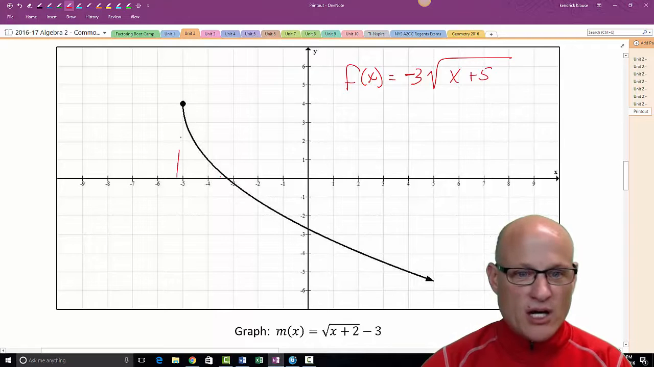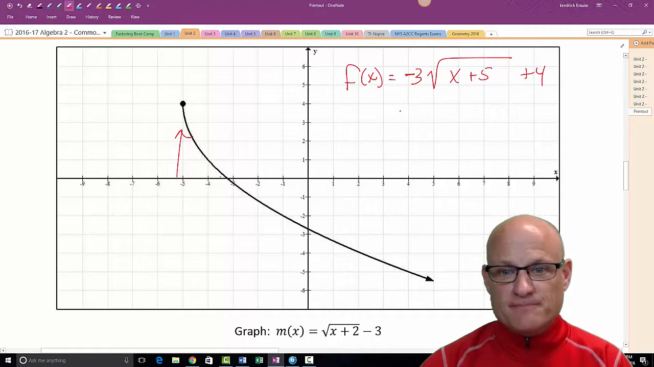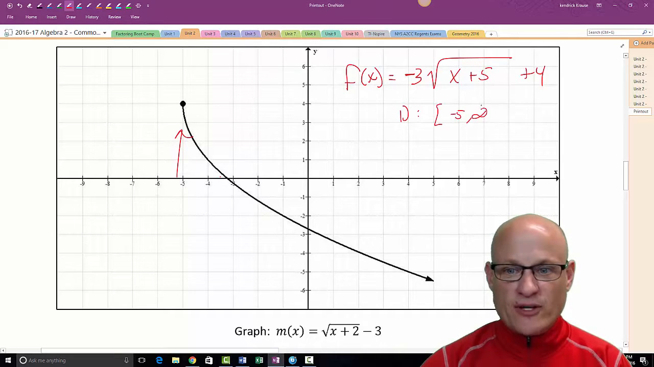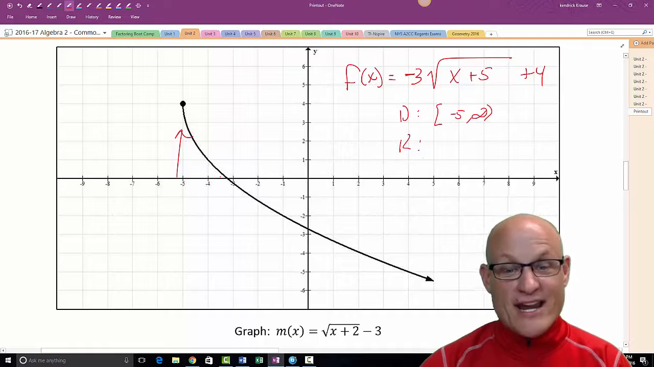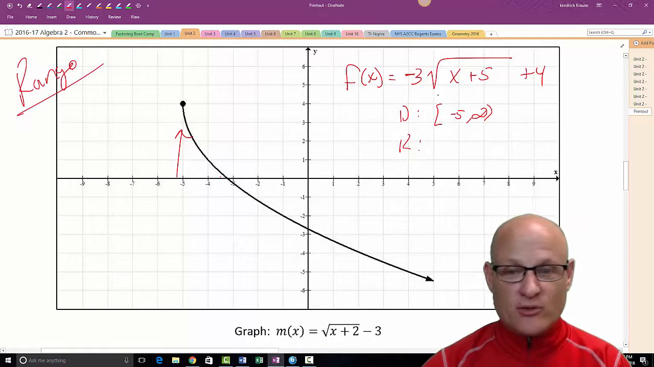And we moved up 4, so plus 4. How'd you do? Domain starts at negative 5, goes to infinity. Range. Now, range is hard. Ooh, hard range. Range is difficult on this one.